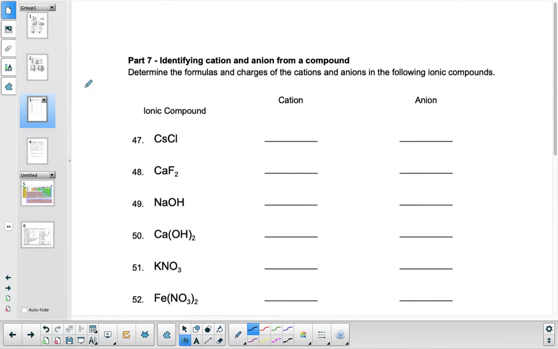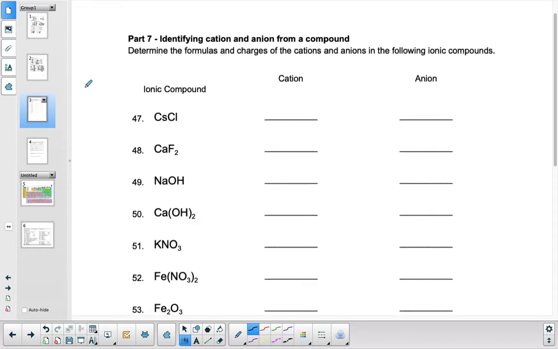Alright, part 7, we're identifying the cation and the anion from the given compound. So you need to write the cation, write the anion, and then also write their charge.